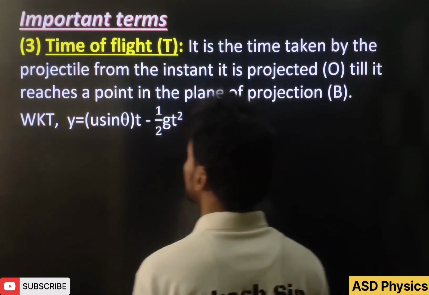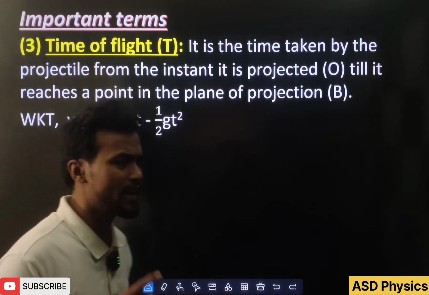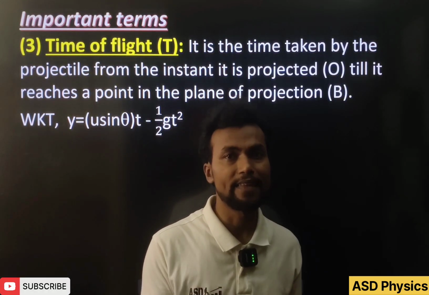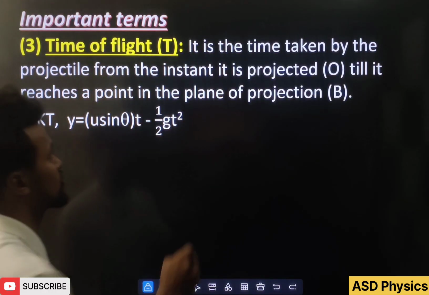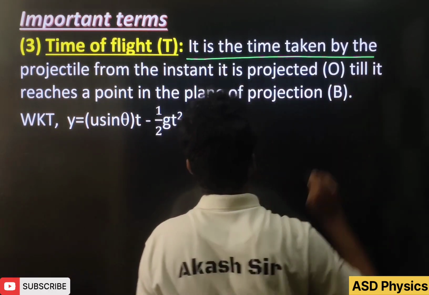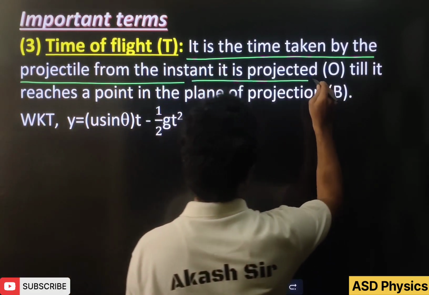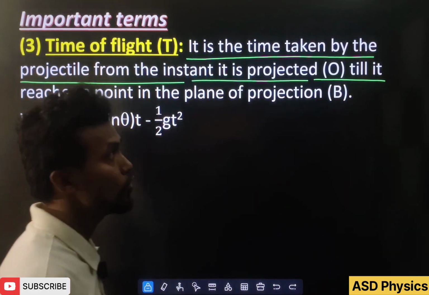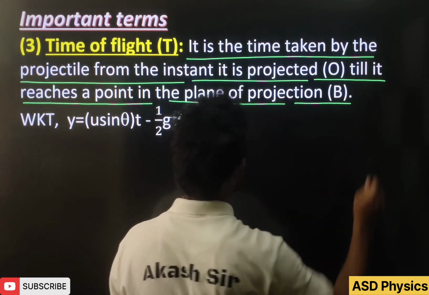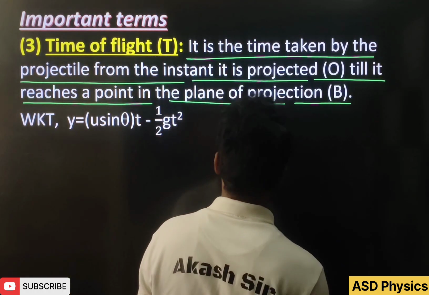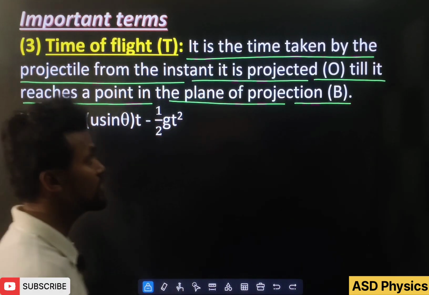Now let's see the important term number 3. Why 3? Because 1, change in momentum, and 2, kinetic energy, we have covered in a previous video. Now let's see time of flight. It is the time taken by the projectile from the instant it is projected, that means point O, till it reaches a point in the plane of projection, that means point B. And for that we'll use the equation y equal to u sin theta t minus half gt square.